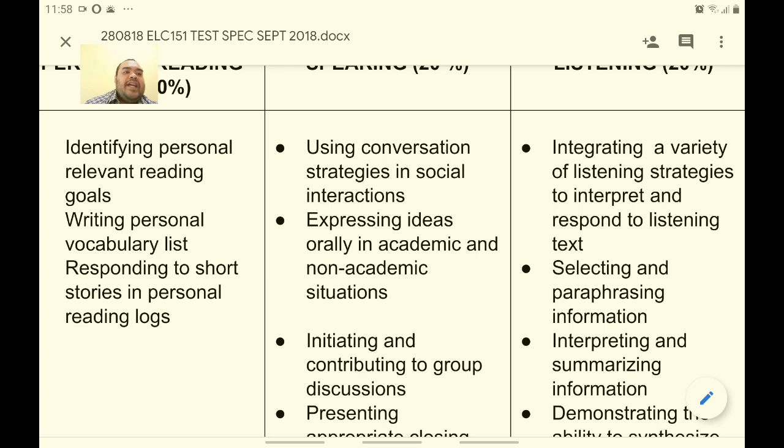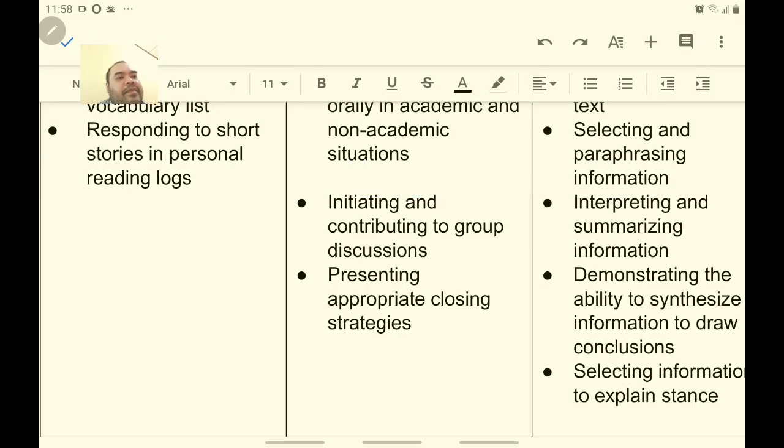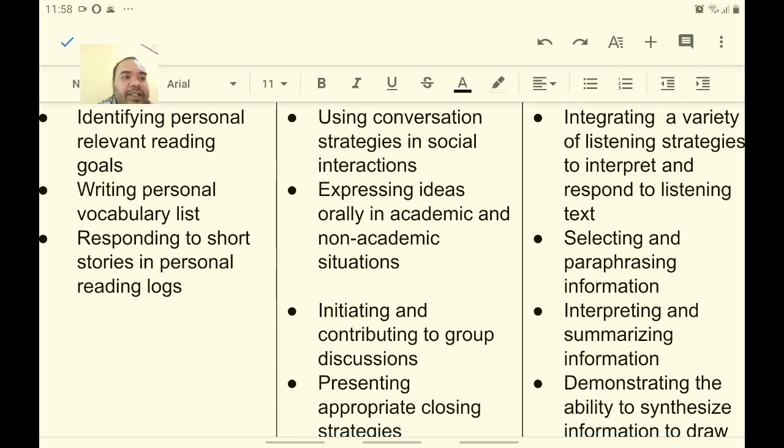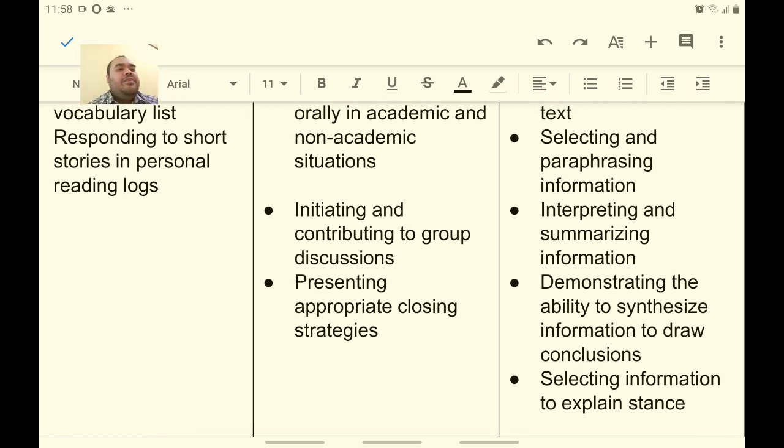So, expressing ideas orally in academic and non-academic situations. For this one, you have to express your ideas. When you express your ideas, use the strategies that you have learned. You can look up how to express your ideas, and then you also have to initiate and contribute to group discussion. So this is where I mentioned turn taking, and then how to interrupt your friends.